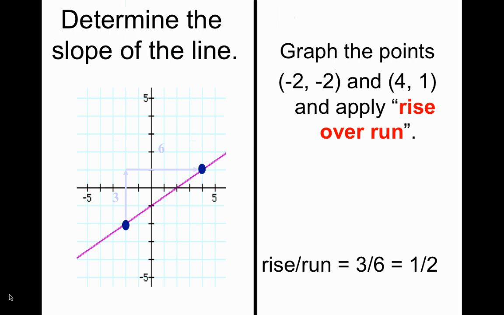Here we're going to graph it. And if you look at the graph, you start here on the bottom left, you go up 3, which is your rise, and over 6, which is your run. Gives you 1/2.